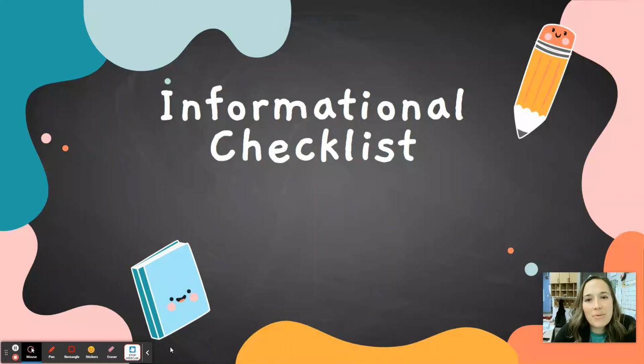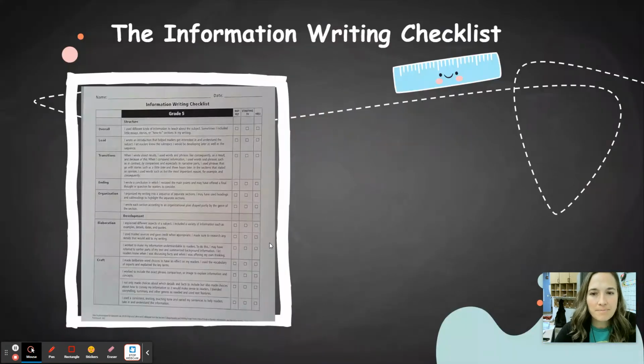Hey, fifth graders, today we're going to be talking about your informational checklist. Your informational checklist is just like your narrative checklist, actually. It's an opportunity for you to work with a partner to look through all the expectations, all the things that we've learned in this unit to see if you have mastered those items.